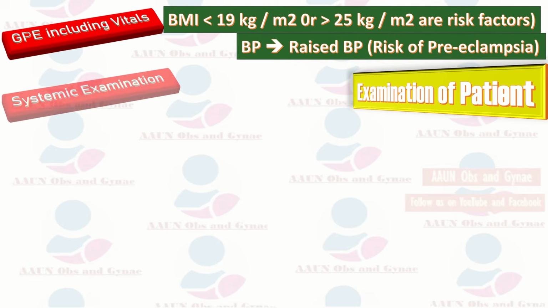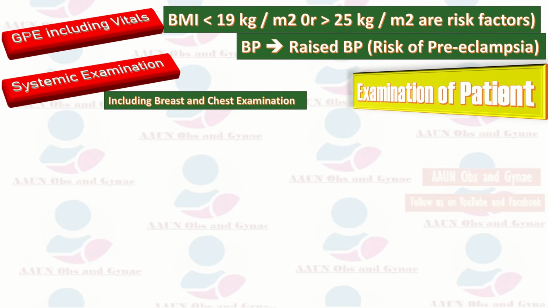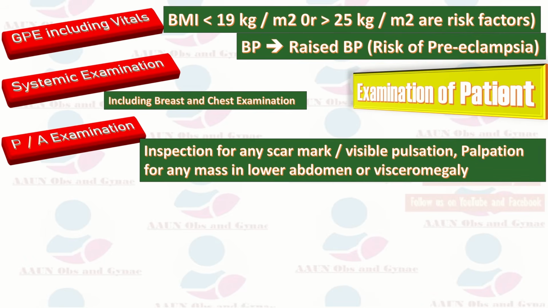In systemic examination, we do the breast and chest examination. On per-abdominal examination, do inspection for any scar marks, visible pulsation, palpation for any mass in the lower abdomen or visceromegaly.